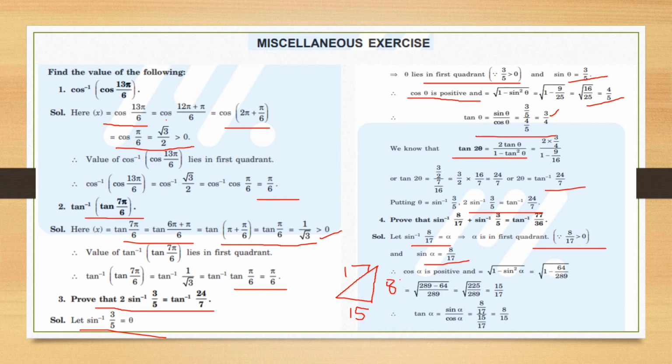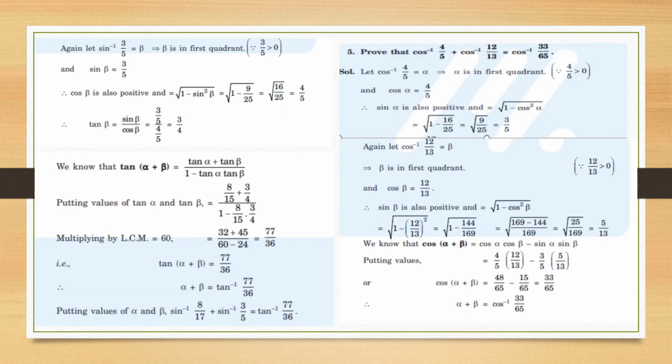That way also it is okay, or I can form cos alpha as root 1 minus sin square alpha. This conversion formula I'll use. Okay, and placing the value, I'll get it as base upon hypotenuse, that is 15 by 17. And tan alpha is my sine upon cos, that is 8 by 15. Now let sine inverse 3 by 5 equal to beta. Okay, as beta is in my first quadrant, so sine beta is 3 by 5. Similarly, cos beta with the same procedure, I'll calculate it as 4 by 5, and tan beta is 3 by 4.